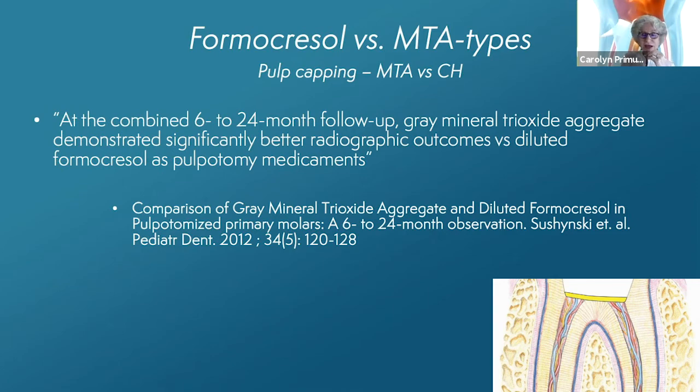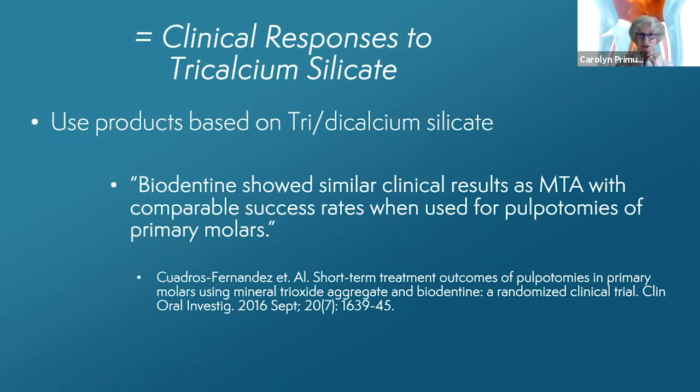Thinking about this, we're getting the clinical responses because of the chemistry that's associated with tricalcium silicate. And I showed you that Biodentin also has tricalcium silicate. So in this study of pulpotomies in primary molars of ProRoot MTA versus Biodentin, they were equal. And I would have predicted that because they have enough of the bioactive cement in both products to be successful in protecting the pulp and inducing that bioactivity.